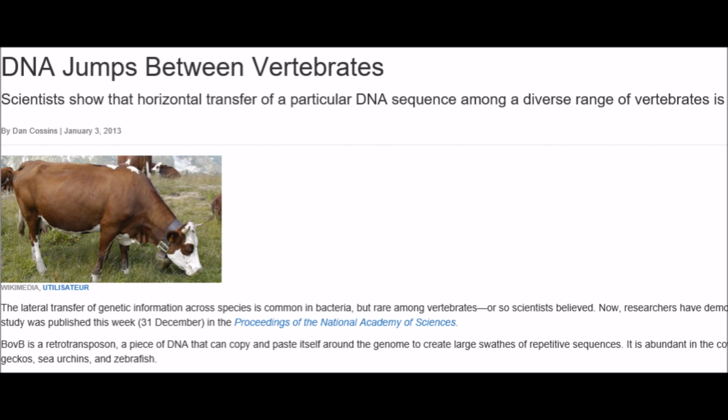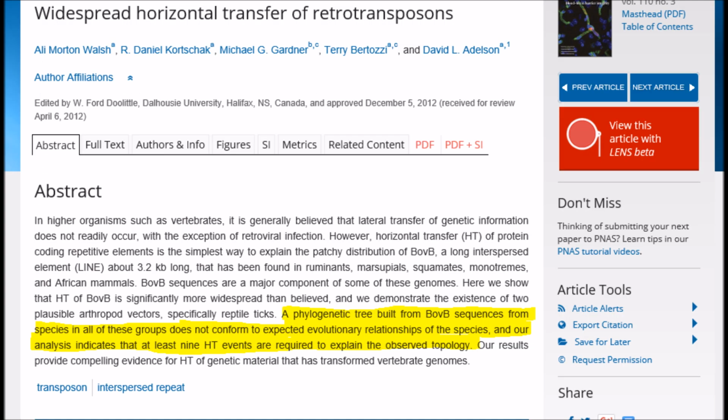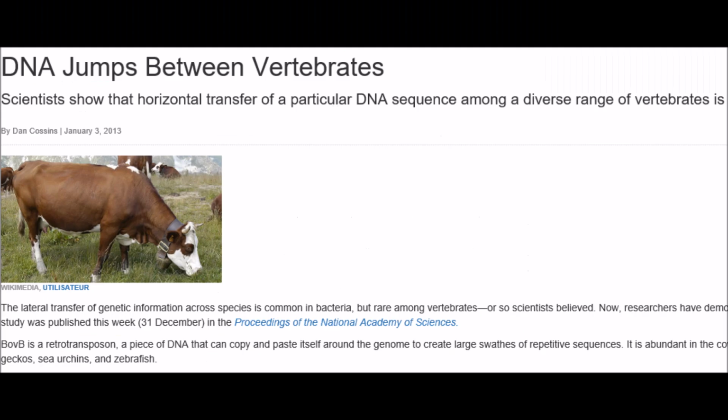In the article from the prestigious scientific website The Scientist, titled "DNA Jumps Between Vertebrates," researchers have found a retrotransposable genetic DNA segment that can copy-paste itself in a genome, named BovB. The BovB gene is reported to be common in cows, but surprisingly, they have found the same gene to converge independently among different organisms, as quoted below.